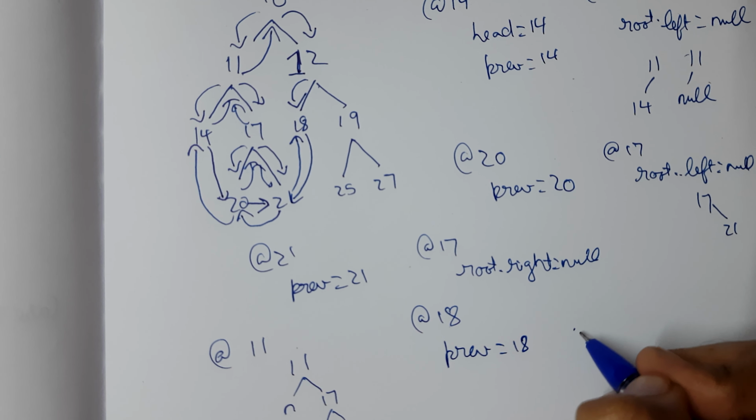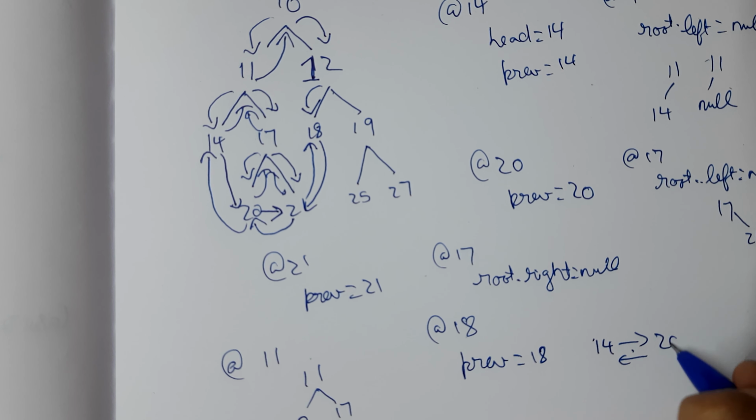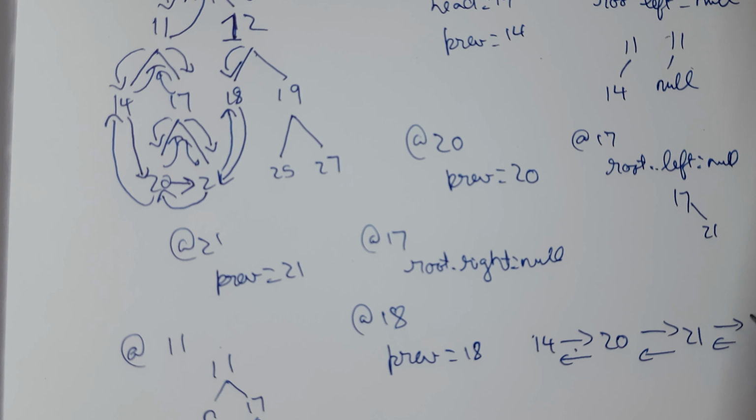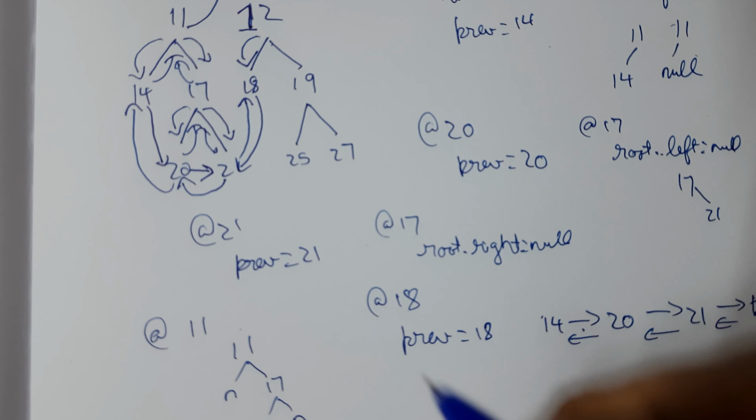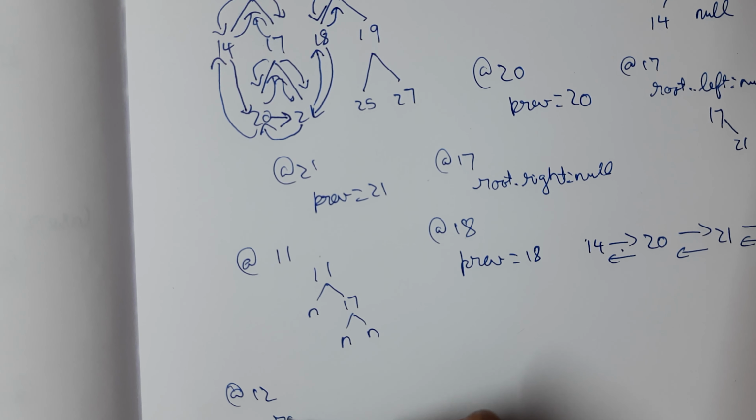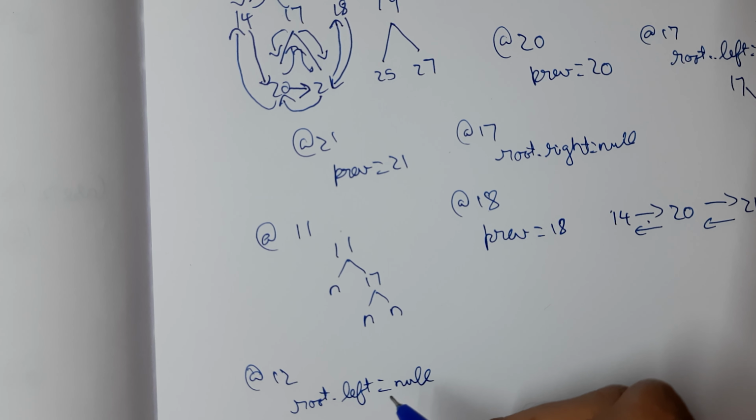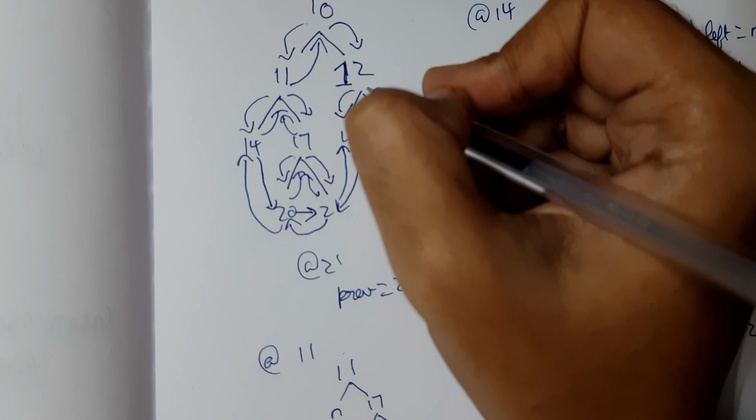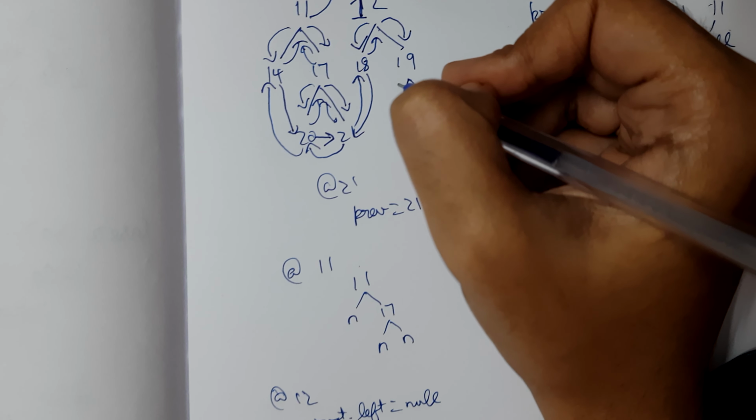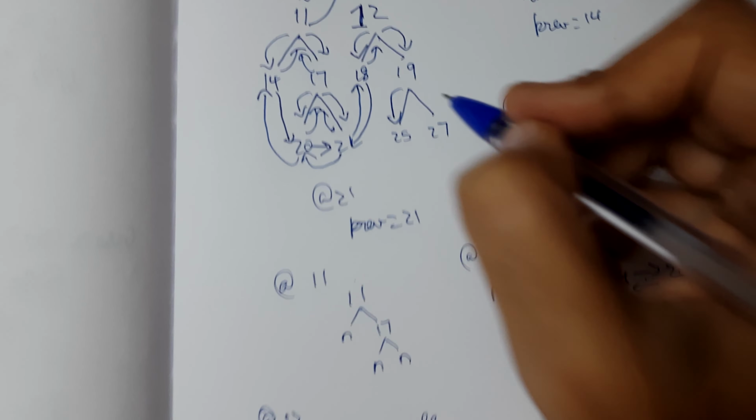So the doubly linked list that we have will look like 14, 20, 21 and 18 so far, and the value of previous is 18, and previous returns a null value back to 12. So at 12 we have root dot left as null. That is, the relationship between 12 and 18 is over right now, and 12 now goes to its right subtree, 19, and we check if this is a leaf node. Since that is not the case, we go to the left subtree of 19.